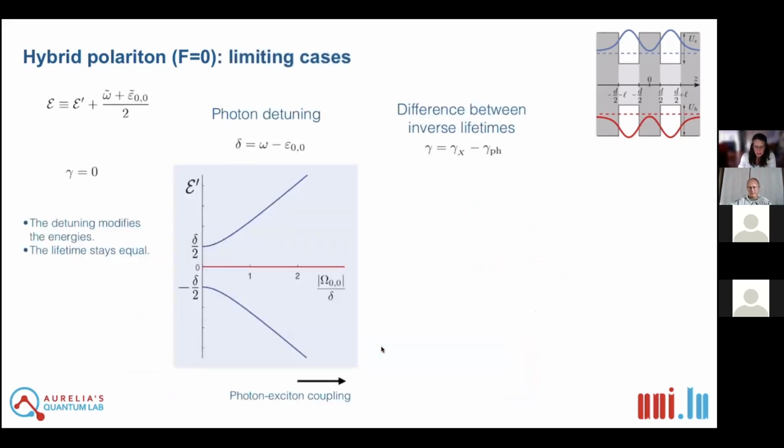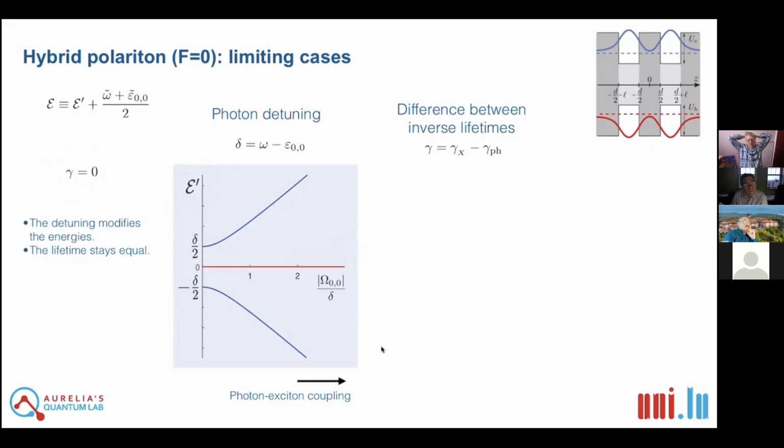So let's have a look at the eigenenergies. And first, I look at a limiting case, in the sense that we consider that the lifetime of the photon and the exciton is the same, right? So how does the eigenenergy change as a function of the coupling normalized over the detuning, delta? If the lifetime is the same, then this coupling only influences the energy.